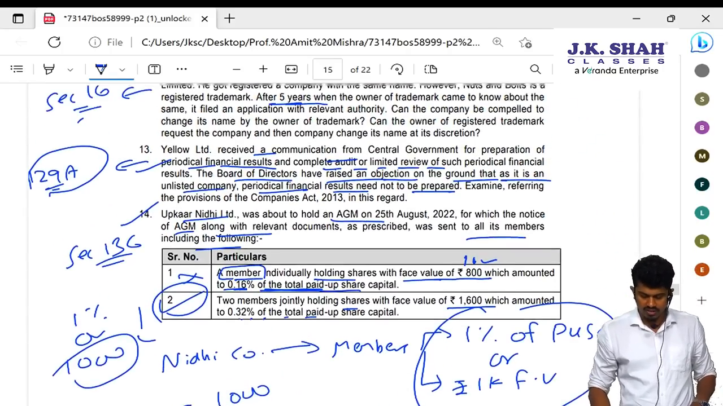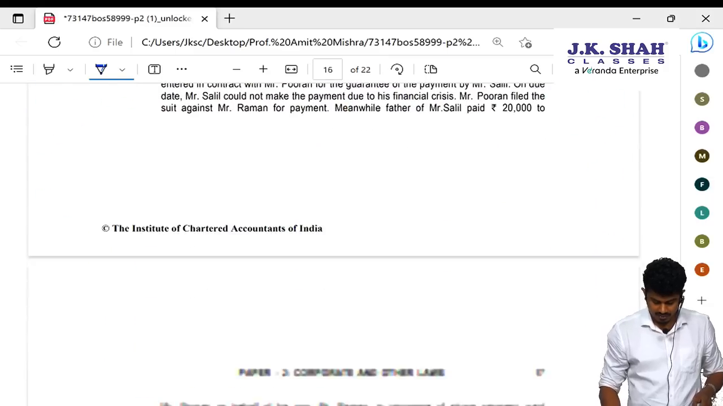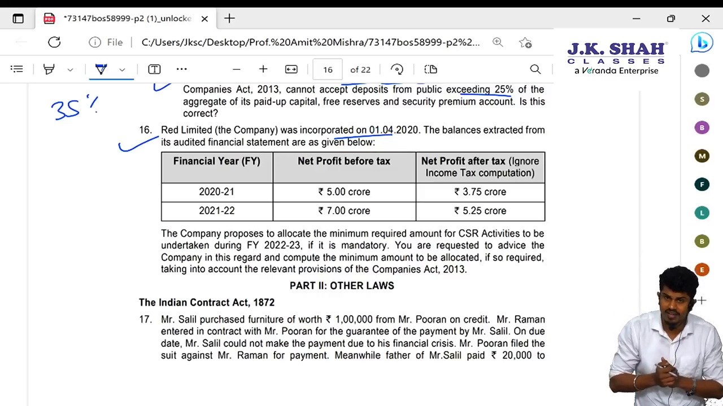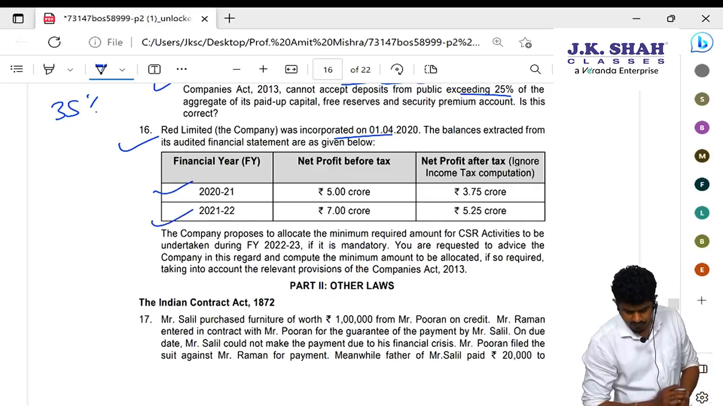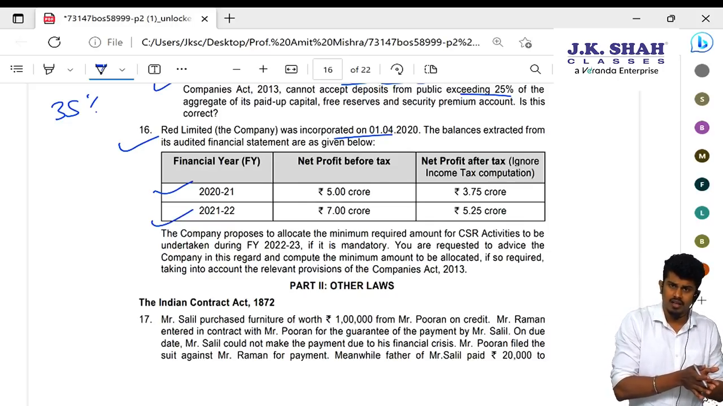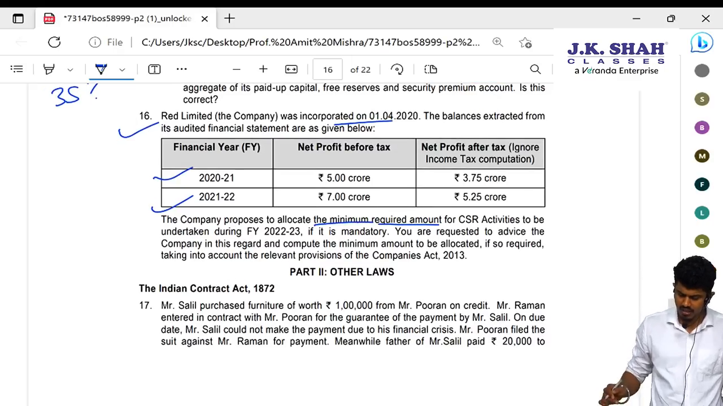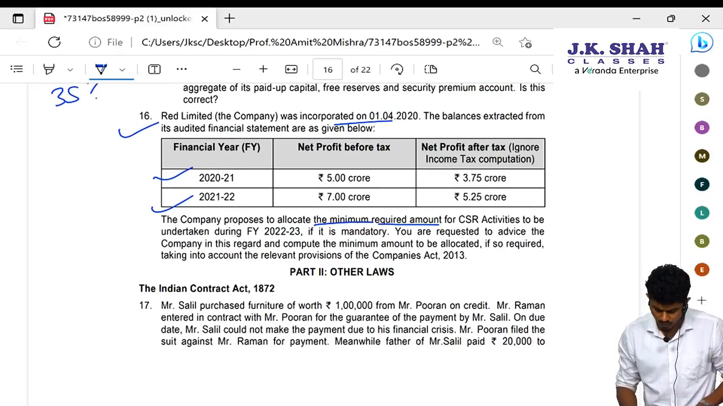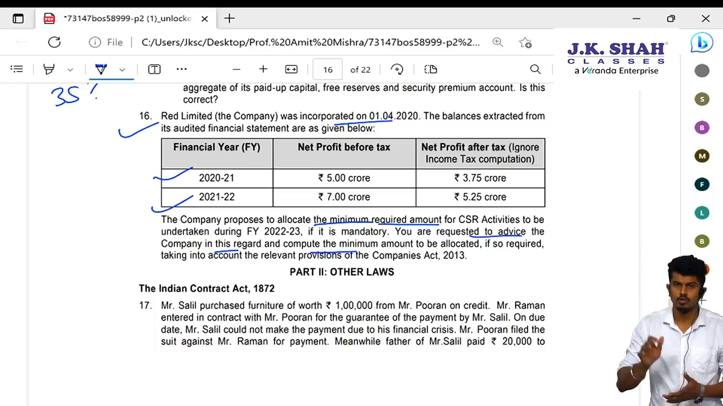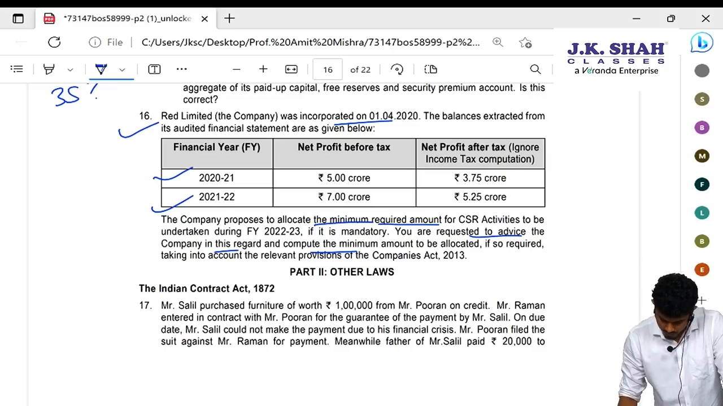Till now, the interesting question was the MCQ and the first question. Now, next question number 16. Red Limited was incorporated on 1st April 2020. Balance sheet was given like this for the past 2 years. Since the company was incorporated on 1st April 2020, it has completed only 2 years till now. Now the company wants to allocate the minimum required amount for CSR activity. First of all, you are requested to advise the company in this regard and compute the minimum amount to be allocated. So you are required to advise, is the company liable to do CSR in the current year or not? So which is the current year?